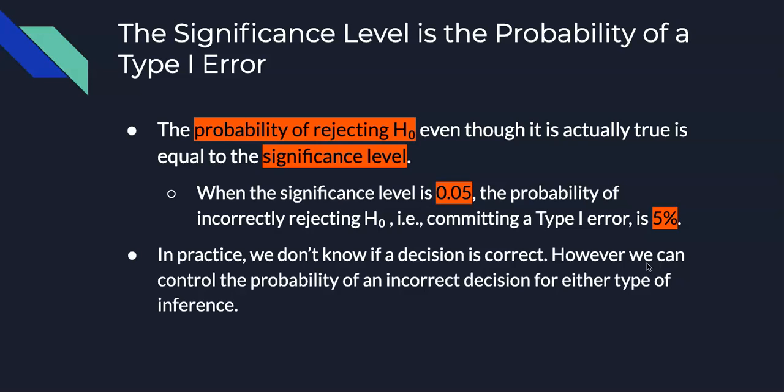In practice, we don't know if a decision is correct. I mean, a lot of these legal trials, we don't know if he actually committed a crime. We may have an idea, but a lot of times we just really don't know the truth. However, we can control the probability of an incorrect decision. We can lower the probability of certain incorrect decision versus the other type of incorrect decision by playing with maybe the significance level.